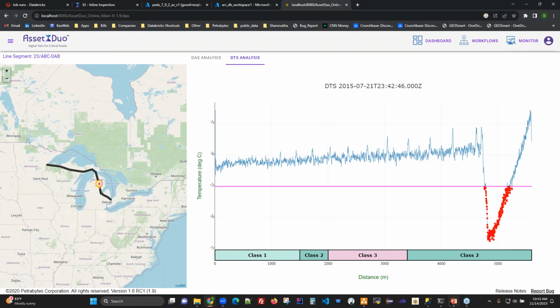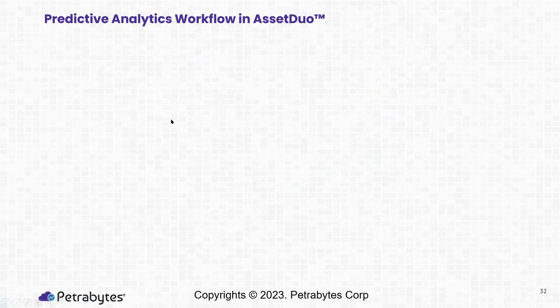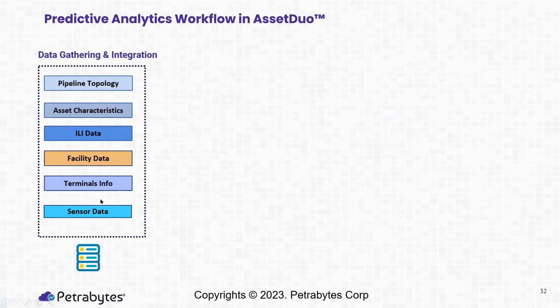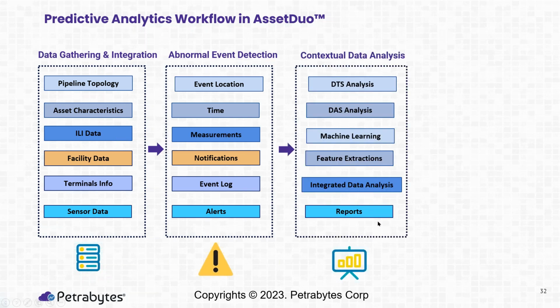Okay, I'll just quickly present to you the predictive workflow methodology that we have developed in AssetGeo. So essentially, we are looking at all the assets. This is the data gathering step, and we have the abnormal event detection, where you have the alerts, the event log and notification, and measurements, and the time. And then we also have the reports and integrated data analysis.